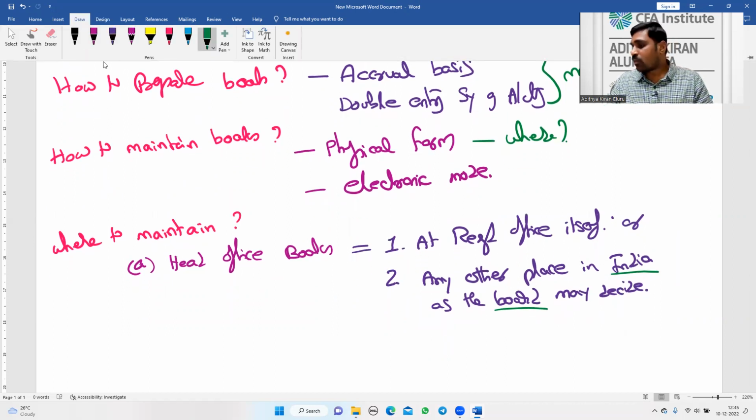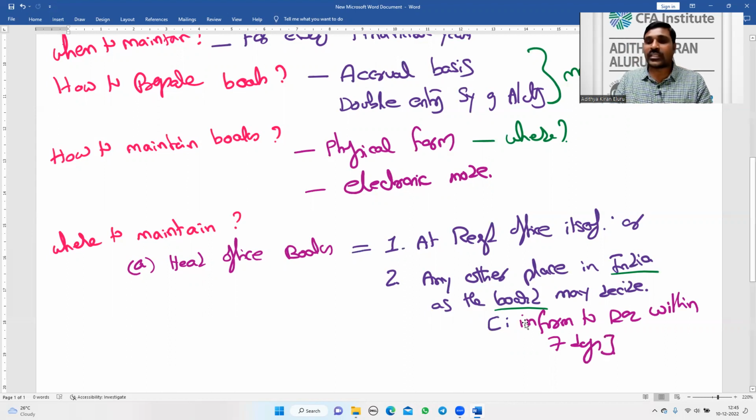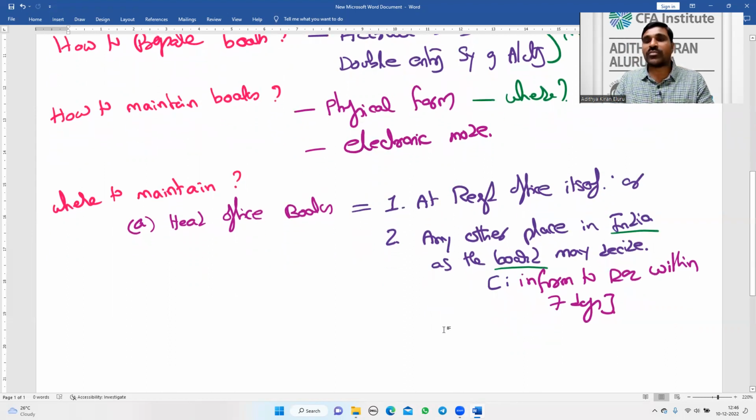But we have to inform the ROC within 7 days. Inform the ROC within 7 days. It is not approval; we are only informing the ROC within 7 days. So, any other place in India as the board may decide, and inform the ROC within 7 days.